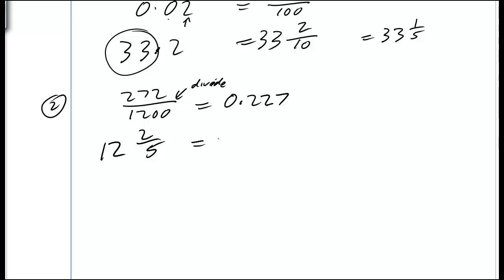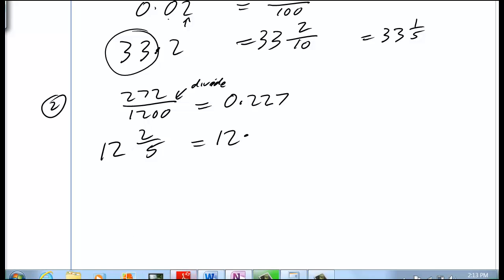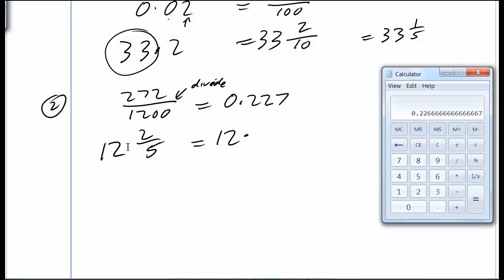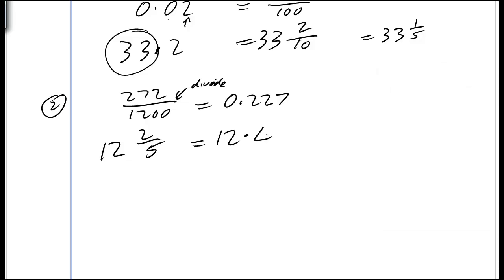So you had something like this, 12 and 2/5, and you want to write that as a decimal. All you do is you just write the number 12 and put a decimal point, so it's going to be 12 point something, and you just use the calculator just to work out the fraction bit. So on the calculator you just go 2 divided by 5, because that's what that fraction means. That's 0.4, so you put 0.4 there. So 12 and 2/5 is 12.4.